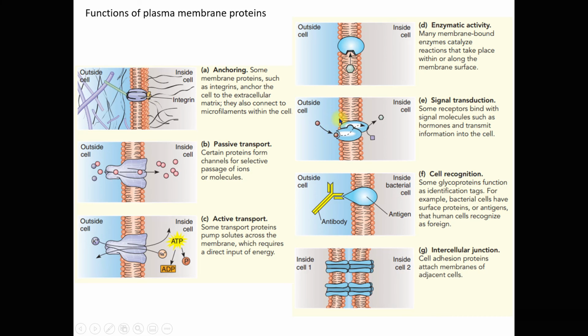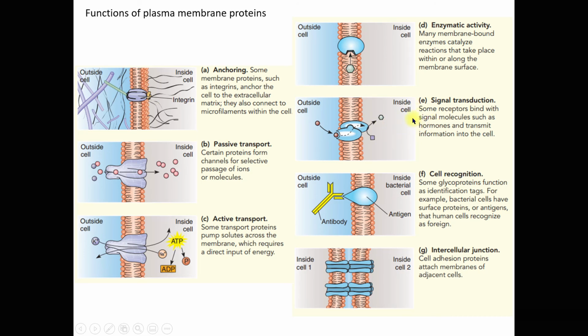Now, signal transduction. Some of these proteins behave as a receptor. It functions as a receptor that binds with signal molecules from the outside of the cell, for example hormones, and then transmits information into the cell.